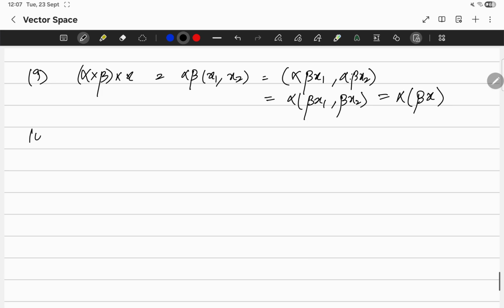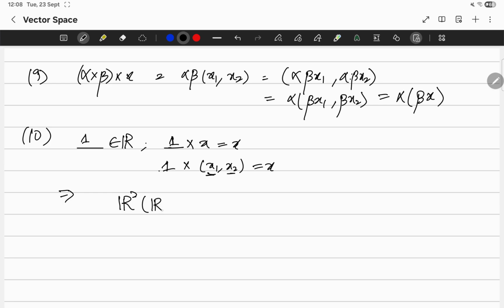Similarly, for the tenth property: is there any element from the field, our field is R, such that that element multiplied by your x is equal to x? That means that element multiplied by (x1, x2) should be your x. You know that it multiplies with x1 and x2, and that is 1 only, isn't it? So this is our 1. 1 is a real number, so it means that R2 over R, with usual addition and multiplication, satisfies all the properties, so it is a vector space.